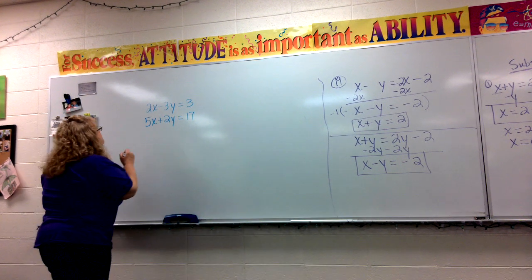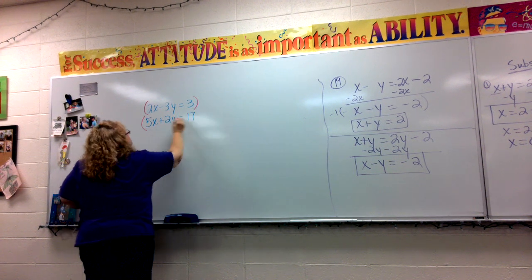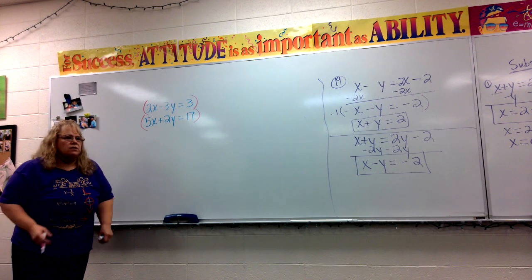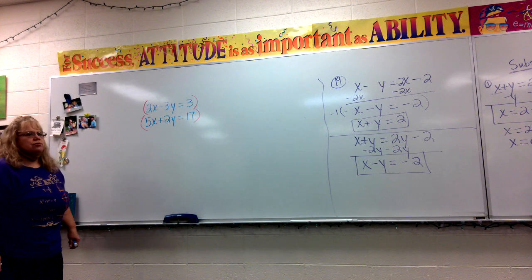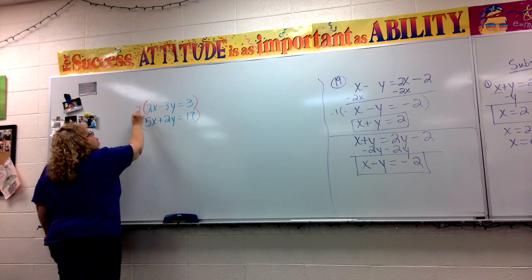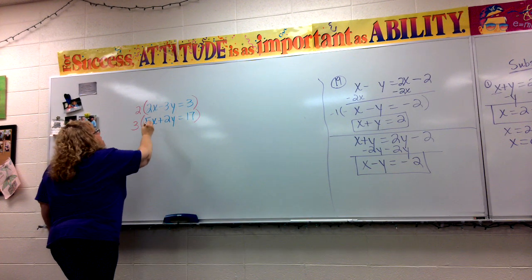I'll give you a hint. For this one, you're going to have to multiply both. Brooklyn, what would you do? You can multiply the first one by 2. She says multiply this one by 2 and the second one by 3. And if you do that, what are we going to get?